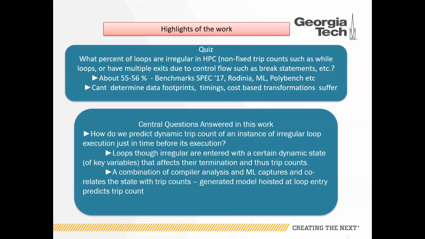So how do we do this? Many of these irregular loops are still entered through certain dynamic states of key variables that affect their termination condition and therefore the trip counts. We use a combination of compiler analysis to determine the variables which determine such a state. Using ML, we capture and correlate the state with the trip counts. The generated model sits at the loop entrance and at runtime predicts the loop trip counts.